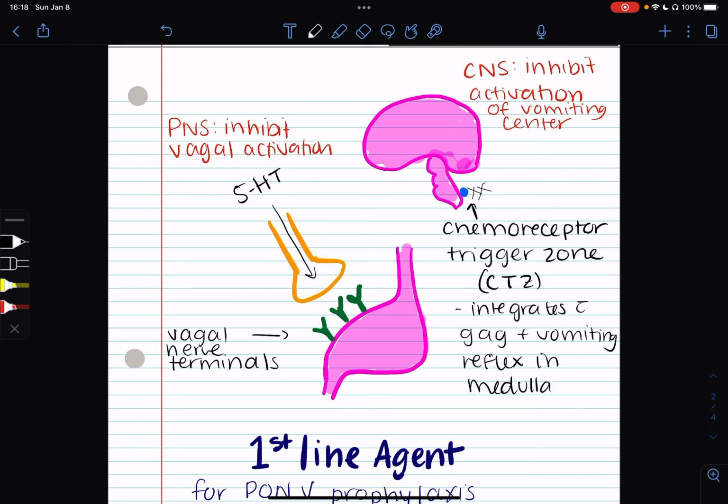And moving on to peripheral, it's going to inhibit the vagal activation. So we have our vagal nerve terminals here. And when there is a rapid influx of serotonin, 5-HT3 antagonist will block these from being opened up. So again, Zofran works on the PNS and the CNS.